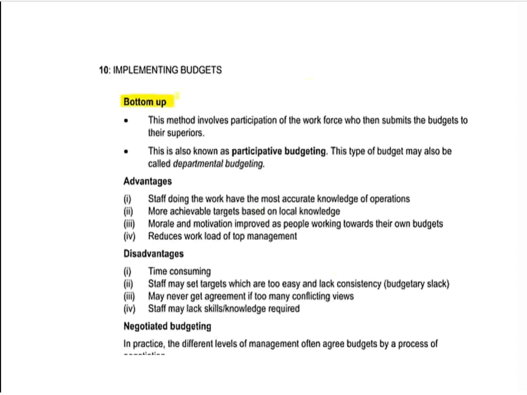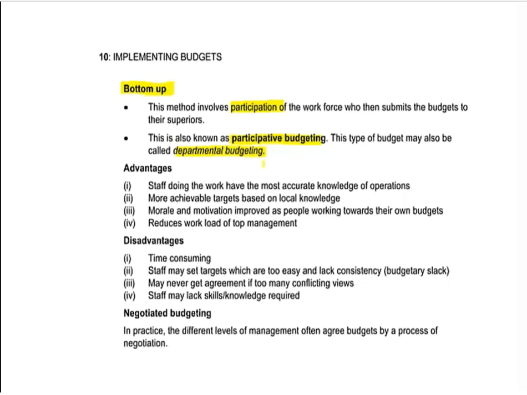The opposite end of the spectrum then is bottom-up budgeting. And here we're getting people involved, asking the workforce, asking lower level managers who will submit the budgets to their superiors. Different names for this then, bottom-up or participative budgeting. Some people calling it departmental budgeting because all of the departments are preparing their own budgets. Advantages and disadvantages of this one as well then.